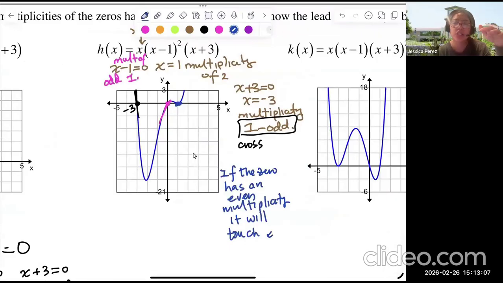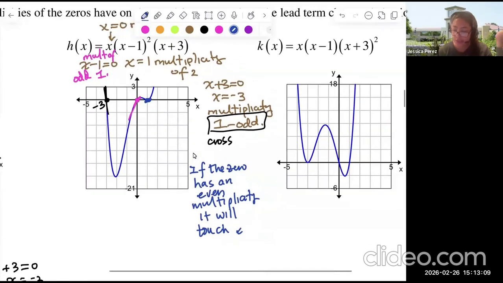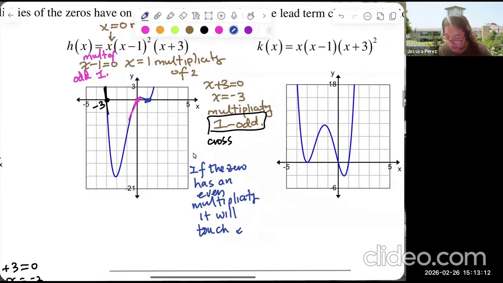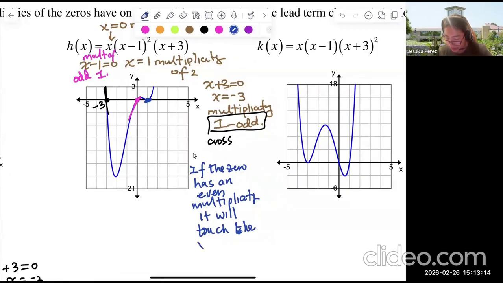So it will only touch it. You don't have to cross it. It will not cross the x-axis. It will only touch the x-axis. So that's the effect that we are going to see with zeros and their corresponding multiplicities.